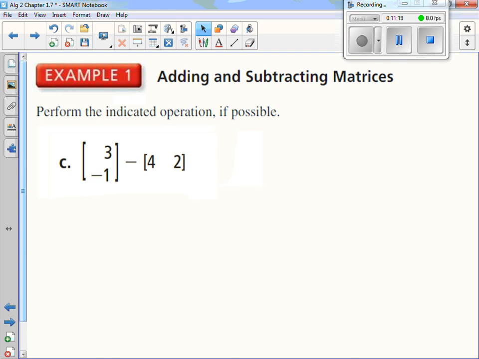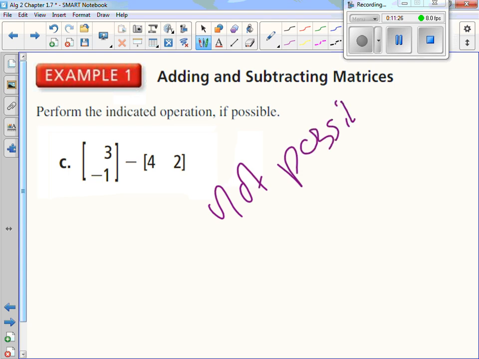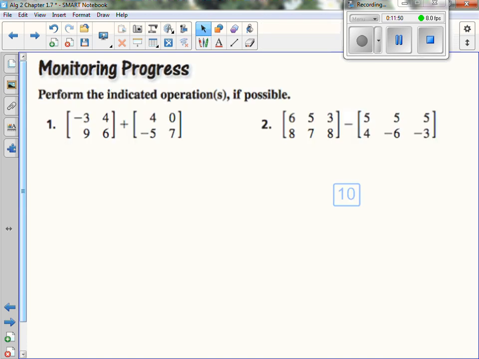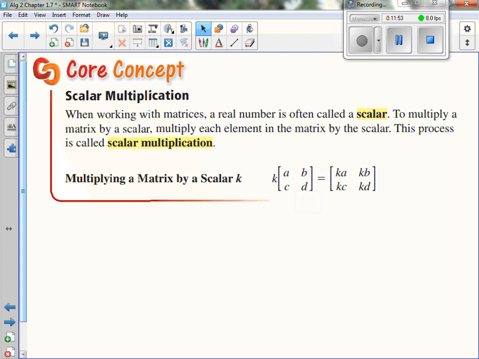All right, so let's subtract these two. It's not possible because we have a 2 by 1 and a 1 by 2. So this doesn't work because the dimensions are not the same. So we can just write not possible and move on. I feel like we're good with these here.